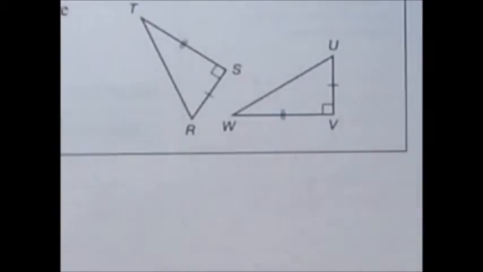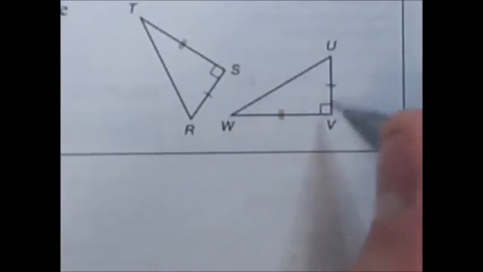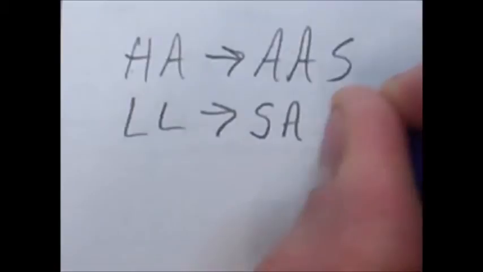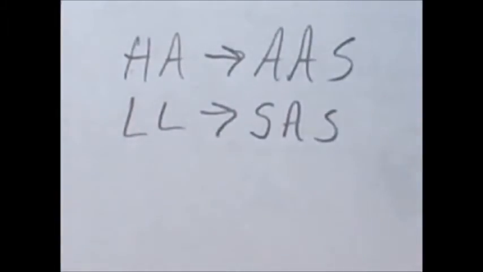So let's start a little separate chart here. And let's say hypotenuse angle is really angle, angle, side. Something that we've already learned. Okay, I'm going to show you leg. So let's see what leg looks like. Ready? Side, angle, side. We've already learned that one as well. So it's nothing new. So leg is really side, angle, side. Nothing new there either.